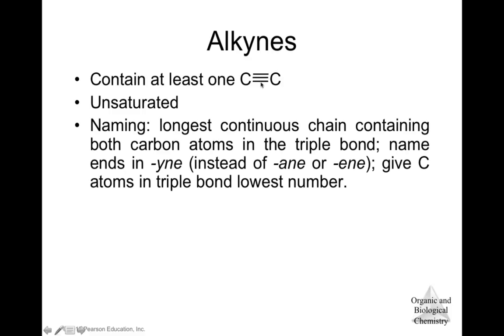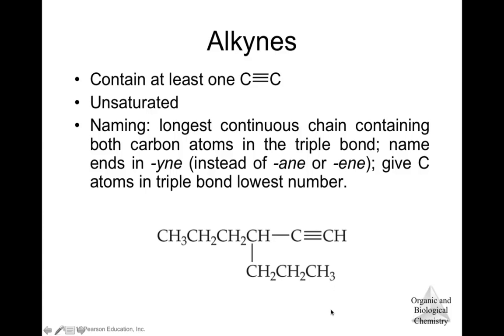To name these alkynes, use the longest continuous chain containing both carbon atoms in the triple bond, the same concept as with alkenes, and the name ends in -yne instead of -ane, and -ene is -yne, and give the carbon atoms in the triple bond the lowest number. Okay, the same rule for the alkene applies to the alkyne. Here we are going to assign to one of these carbons the lowest number possible. And those two carbons need to be part of the longest continuous chain.